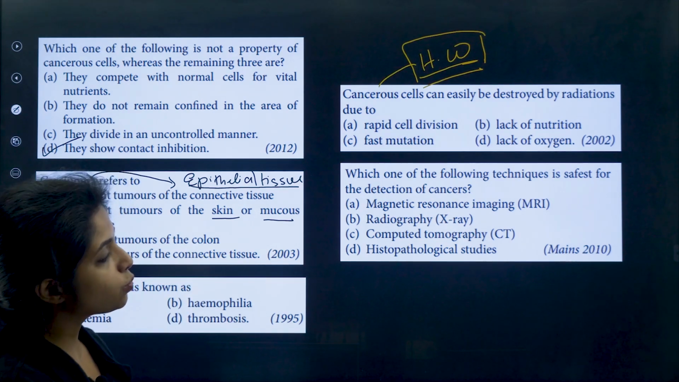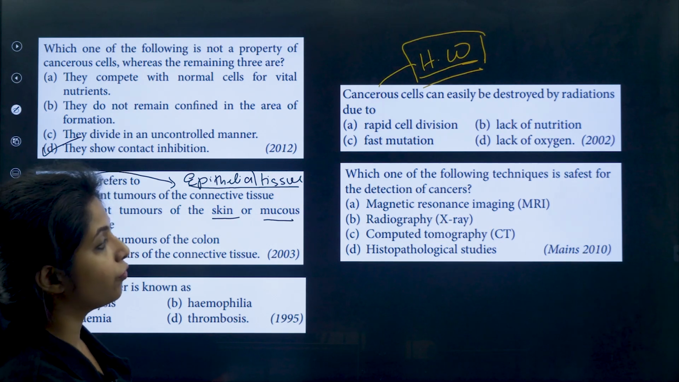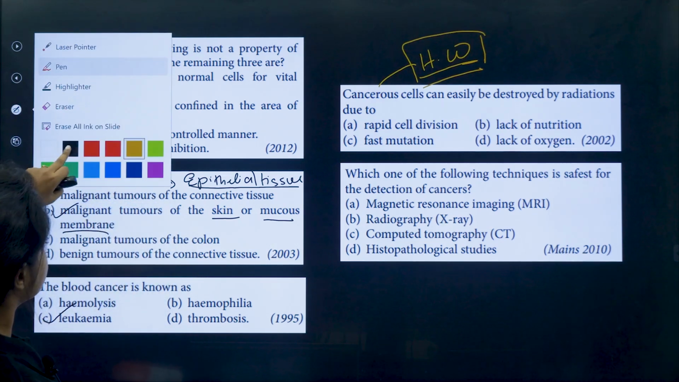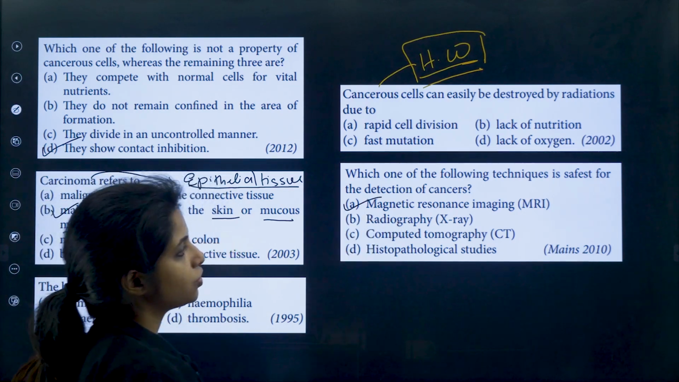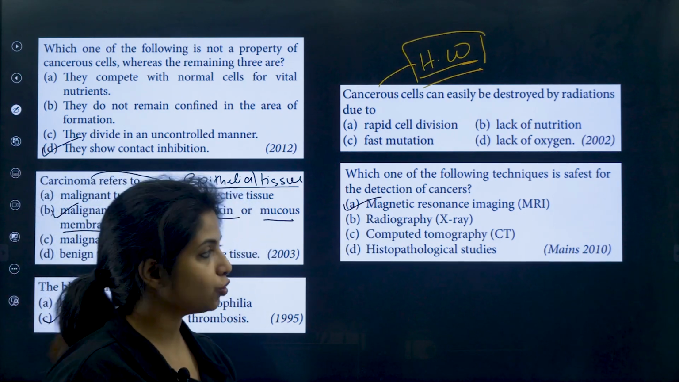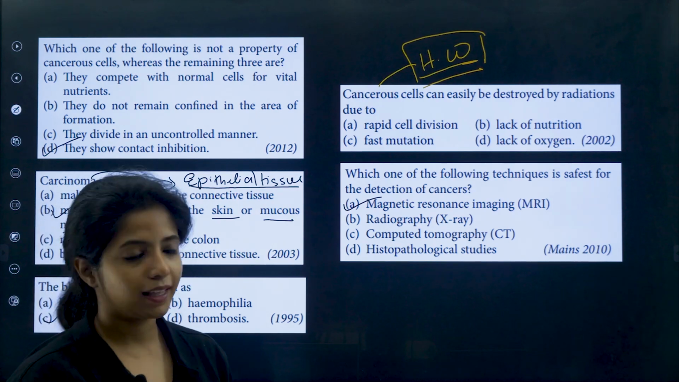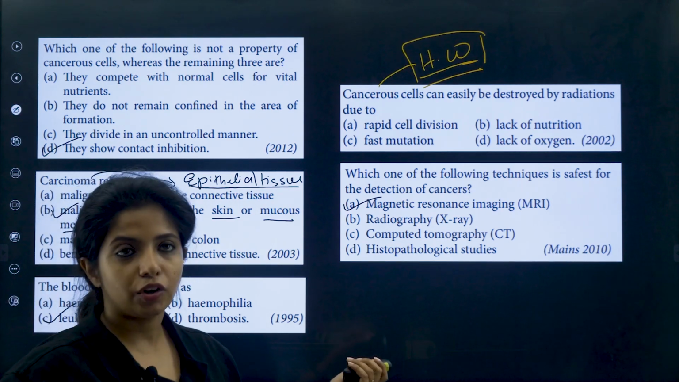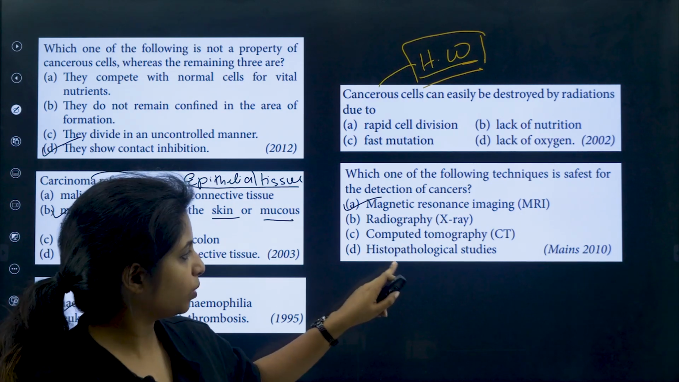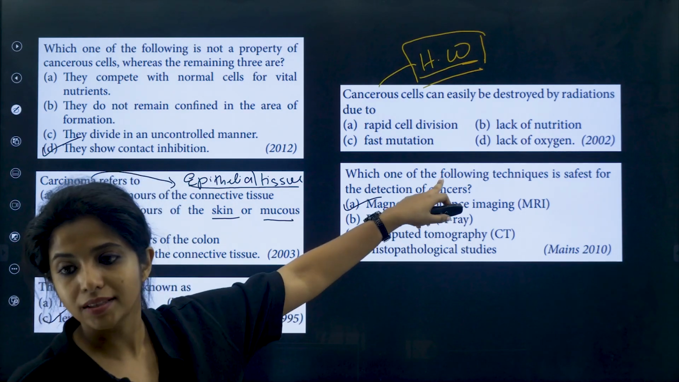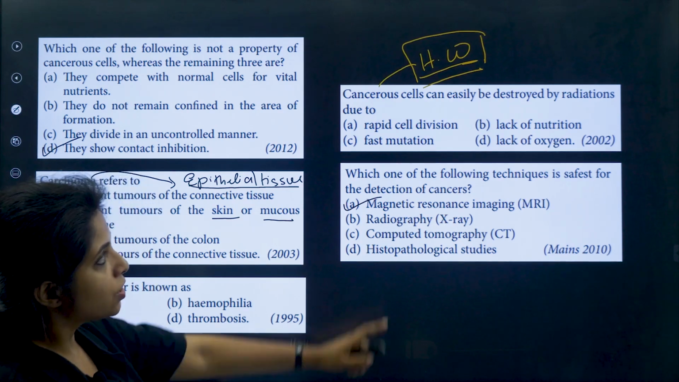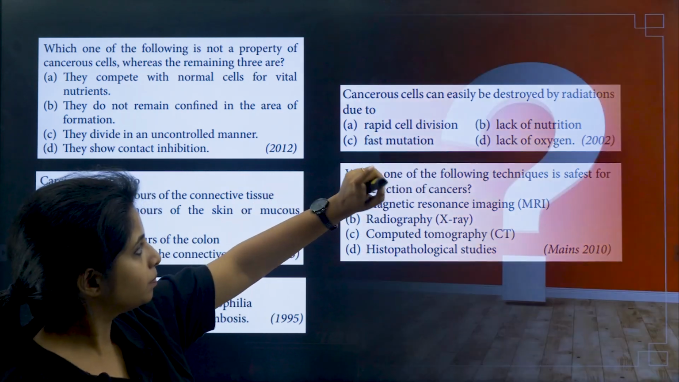Which one of the following techniques is safest for detection of cancers? I told you the safest one is magnetic resonance imaging. That is the safest thing to be done. Because in this way you are not cutting your body part or doing anything. It's just all okay. So people get confused with histopathological studies and this, but this is the safest way. Because you are using non-ionizing radiation. So please remember, this is the homework, not that.